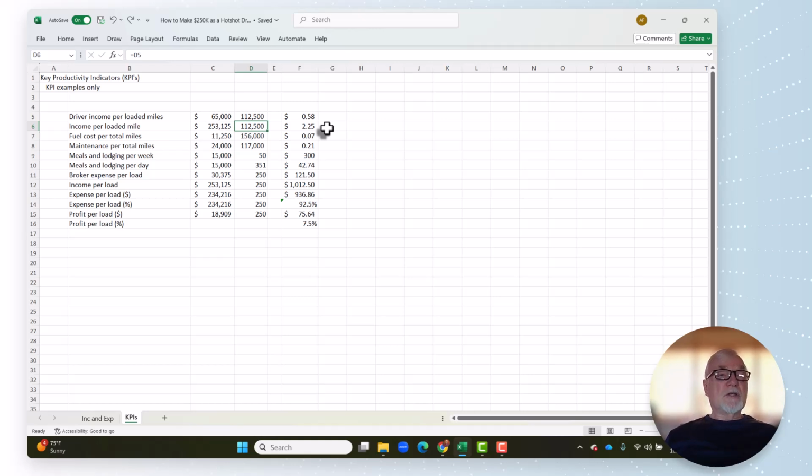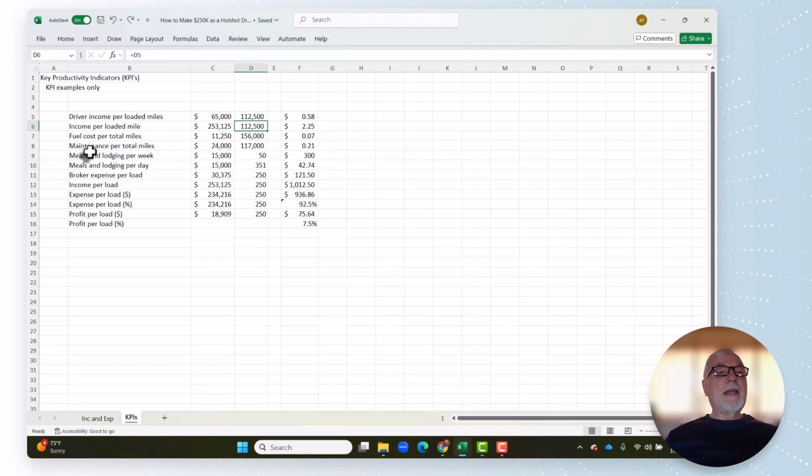It's tough. It's really tough. In my opinion, you need to make at least $2 a mile and as much more as you can over $2 a mile. Your fuel cost per total miles. Remember, you've got loaded miles and you've got miles that are not loaded. But you want to know what your fuel cost is for the entire number of miles. In this case, 7 cents per mile. That seems low to me. That seems very low. But again, we're just playing around with some figures here.